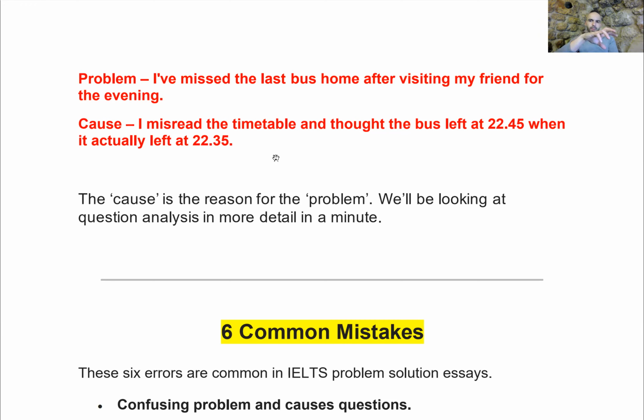So in the problem, we stated the general situation or the general matter. So I've missed the bus after visiting my friend, but why? Why did I miss it? Because I misread the timetable and thought the bus left at 22:45 when it actually left earlier. What does it mean? So when they ask you about the problem, you can just write about a general thing, or just the overall topic of it.